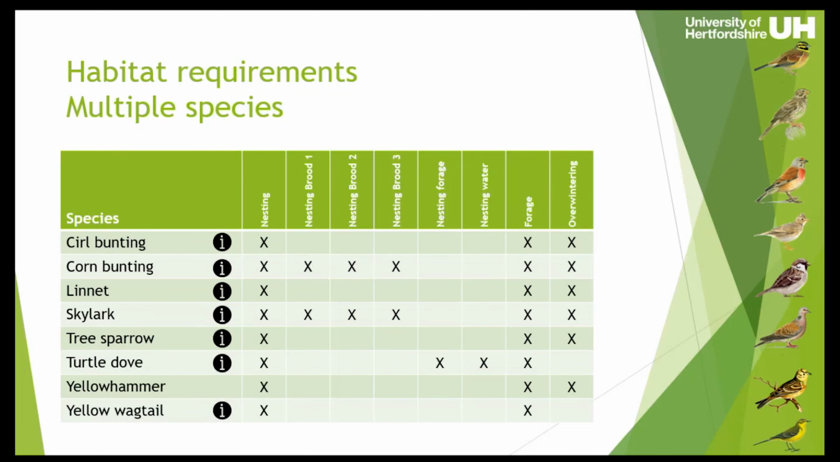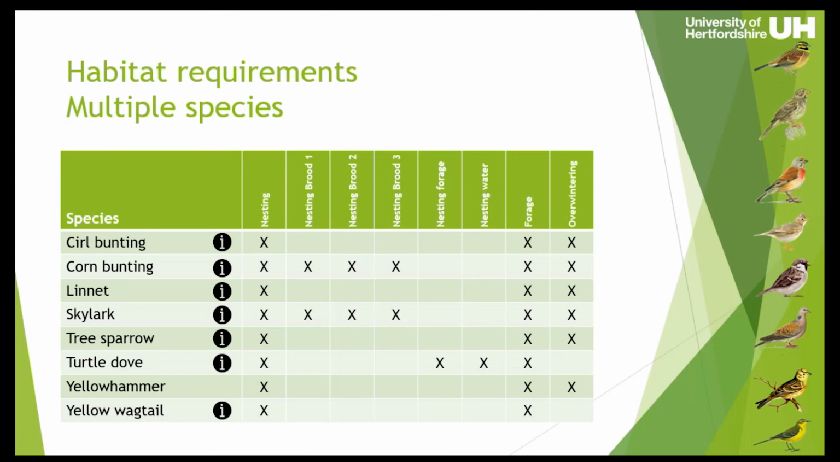Going back to the grey partridge example earlier, for these species we've got nesting, forage and overwintering. Some have different requirements. You might notice the turtle dove and yellow wagtail, there's no eggs there, as they are migratory. You might also notice that there are different broods, so corn bunting and skylark. These are species that have been identified as requiring 3 broods in order to maintain their population at a stable number.